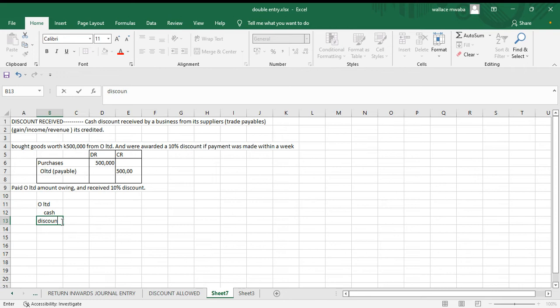So now let's calculate the values. We're going to find 10% of 500,000. So 10% is like 0.1. So what is 10% of 500,000? 500,000 times 10%, which is 0.1. So 10% of 500,000 is 50,000.